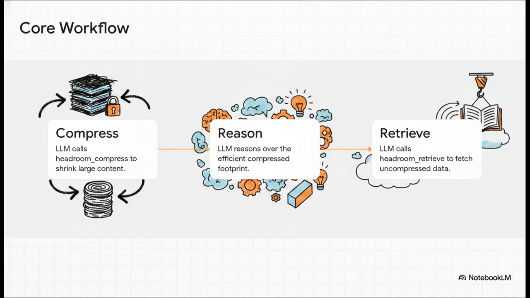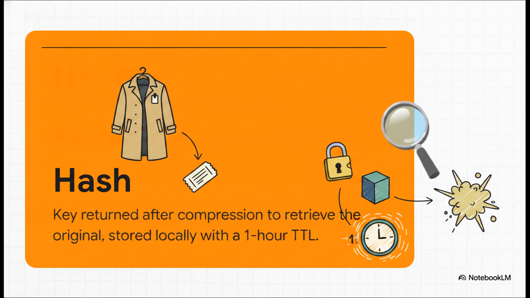It is totally dynamic. Now, you might be wondering, how on earth does the AI remember what it just compressed? Well, it uses a hash. A hash is this unique key returned right after a compression happens. Think of it literally like a local coat check receipt the AI holds onto. The original uncompressed content gets stored locally with a 1-hour time to live, or TTL. So for the next 60 minutes, the AI can just slide that hash back across the counter to Headroom and say, hey, hand me that original file back, please.